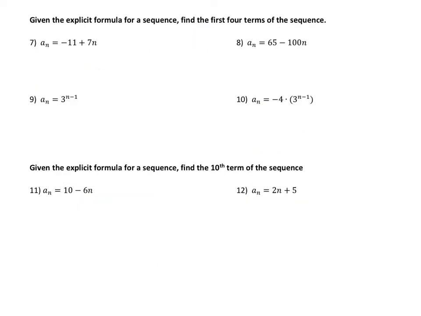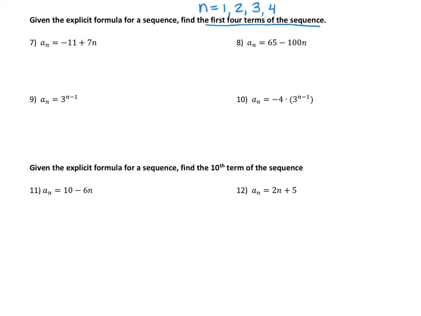All right, so this next section says, given the explicit formula for a sequence, find the first 4 terms of the sequence. So they gave us each an equation, and we need to find the first 4 terms. So that means I need to find term number 1, term number 2, term number 3, term number 4. And each of those are going to be what n equals. So to find term number 1, I'm going to substitute 1 in for n. And then to find term number 2, I'm going to sub 2 in, and then 3, and then 4.